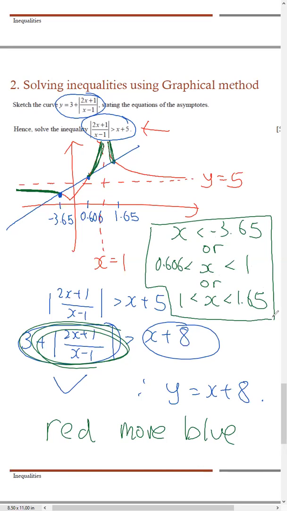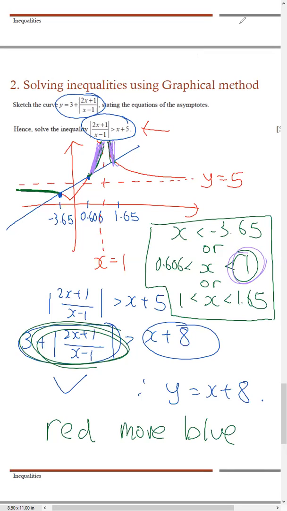So this is my final solution. Take note, I excluded the value 1 here. Because why? Because 1 is the asymptote. The value cannot be taken up. So I must split it up into this region and this region. This region is between 0.606 and 1, and this region is between 1 and 1.65. So using the graphical method, very simple. Just make sure you have the graph properly drawn, know how to use your GC to find the intersection, and then find the proper region that you want.